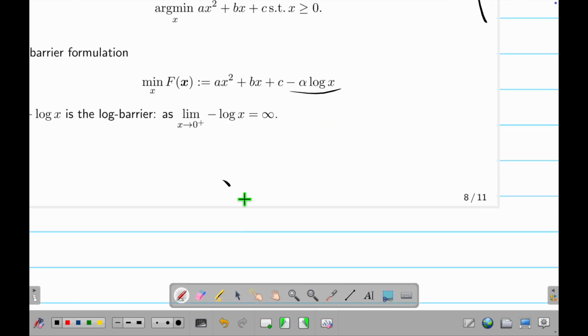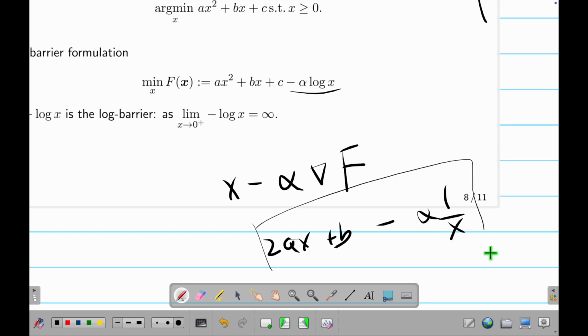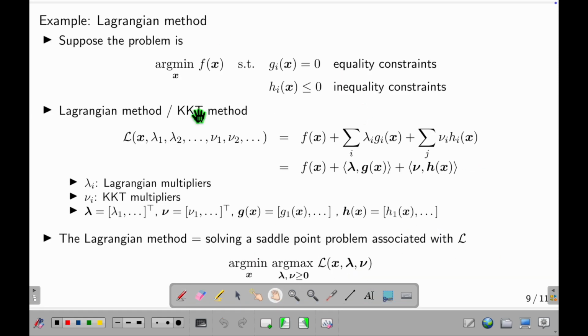Then how do you minimize this? The gradient is 2ax plus b, minus alpha, 1 over x. Yes, now your gradient is some funny thing. You have a log. Another thing, Lagrangian multiplier. So what is this? This one I'll talk about later. This one actually is called the optimality condition.